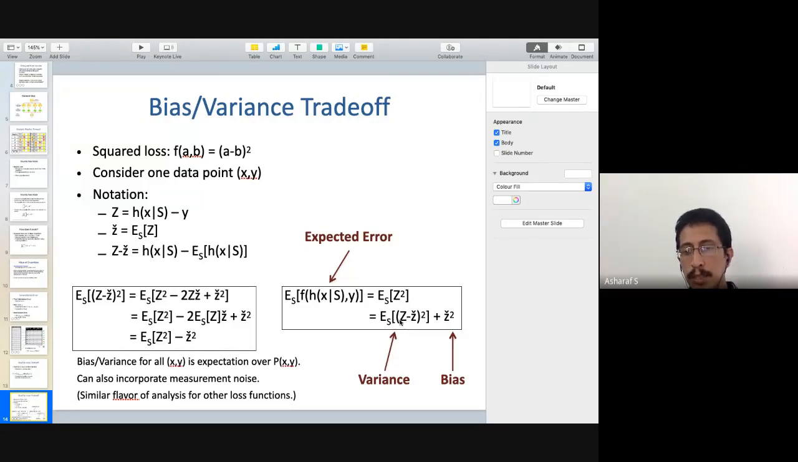What is z square? From this equation, you can write z square. Expectation of z square will be equal to expectation of z minus z cap the whole square plus z cap the whole square. Do you see something interesting here?